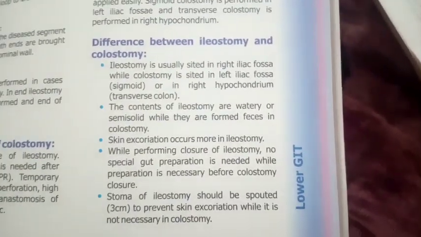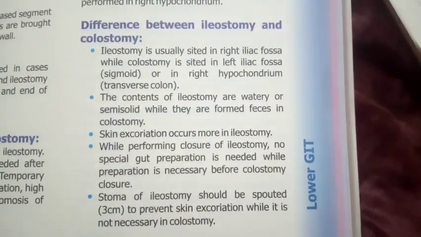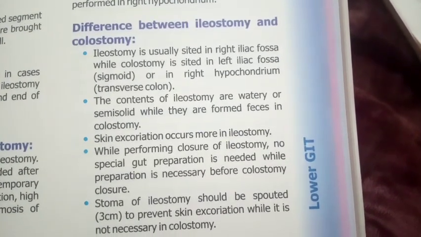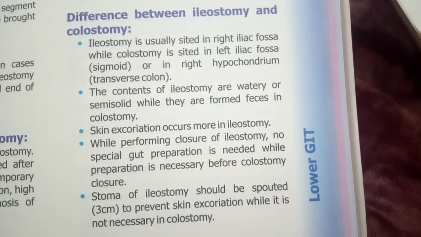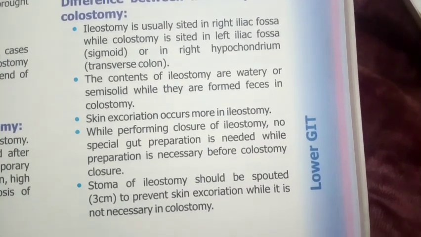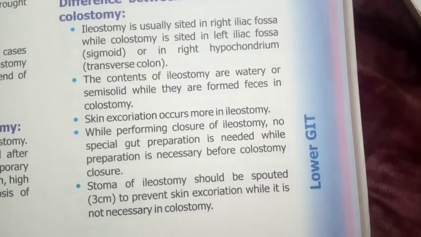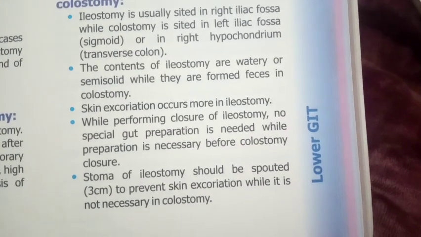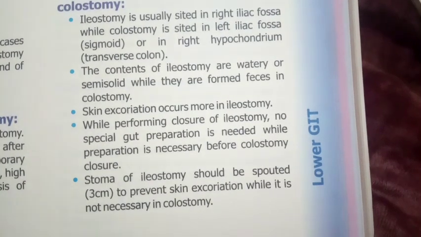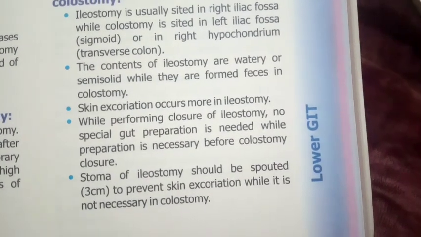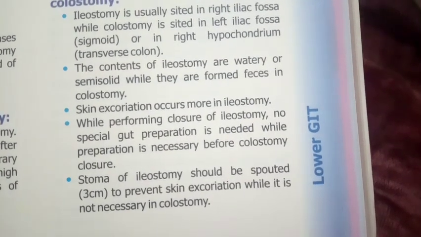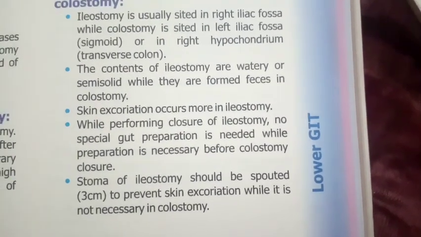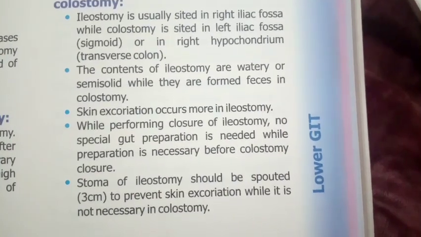Difference between ileostomy and colostomy. Ileostomy is usually sited in the right iliac fossa, while colostomy is sited in the left iliac fossa. Contents of ileostomy are watery and semi-solid, whereas they are formed feces in colostomy. Skin excoriation occurs more in ileostomy, and while performing closure of ileostomy, no special gut preparation is needed. Why is preparation necessary before colostomy closure?